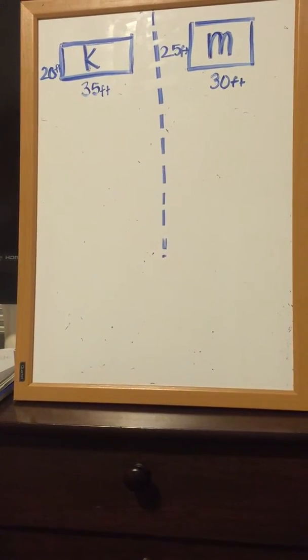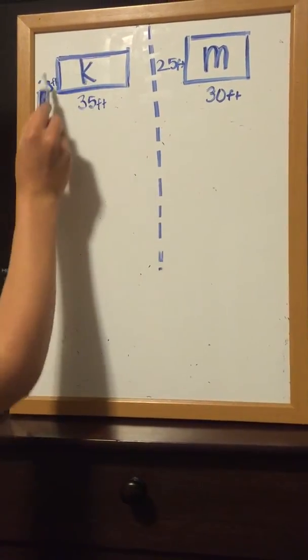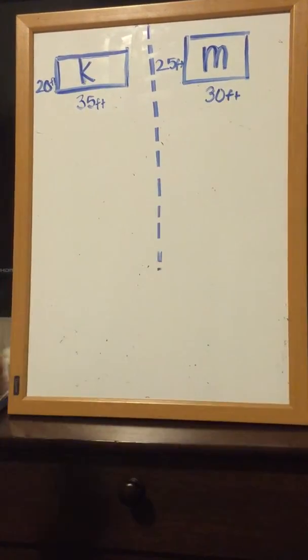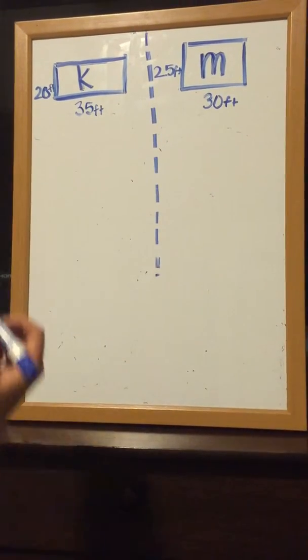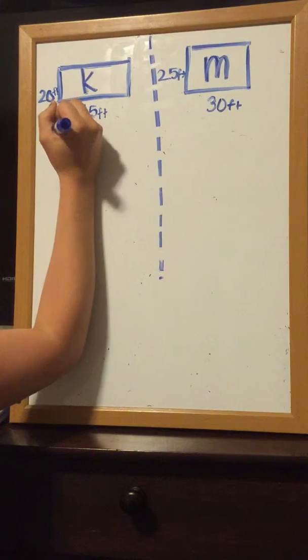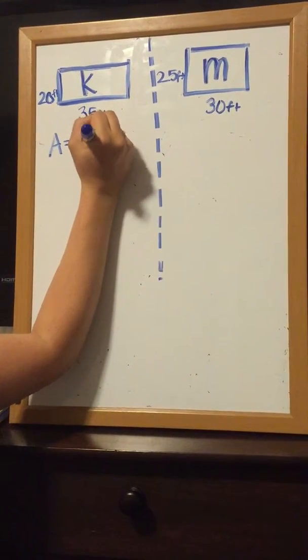Since we are finding the area, we are finding the entire rectangle covered by the garden. In order to do this, we need to use the area formula of a rectangle. Area equals base times height.